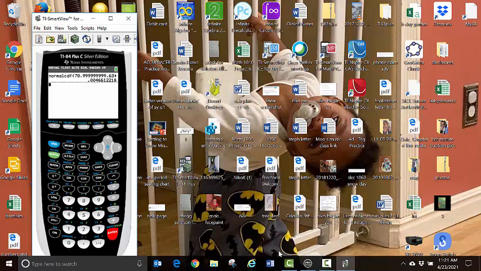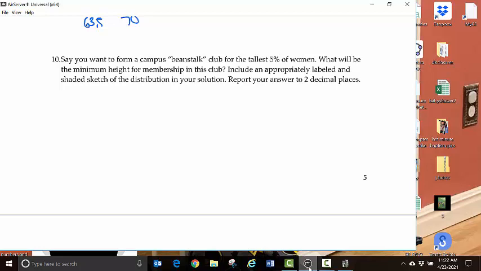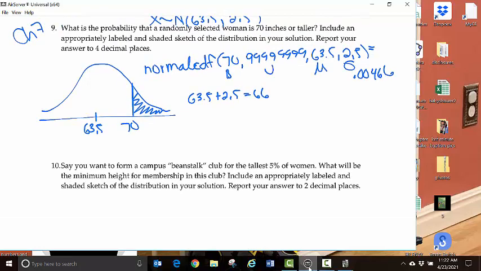Okay. So say you want to form a campus beanstalk club for the tallest 5% of women. What will be the minimum height for membership of the club? Okay. So this is doing it kind of backwards. We're saying, all right, here's our thing. We want to know how tall a woman would have to be if she's in the top 5%. We really want the Z alpha of 0.05. We want to know what that value is.